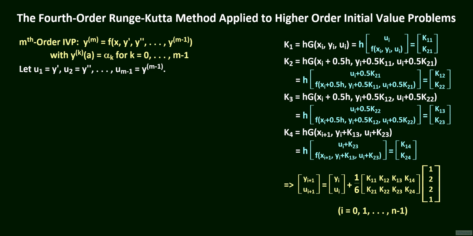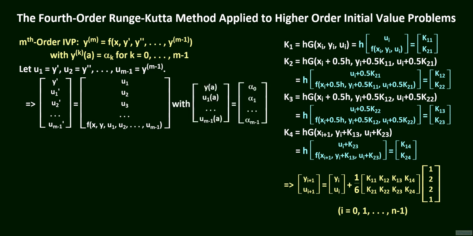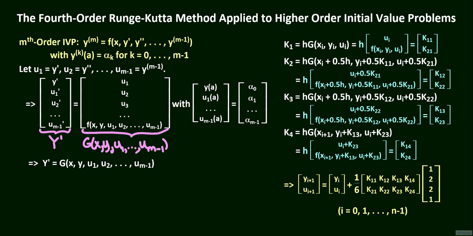The mth order differential equation becomes this matrix system of differential equations. In vector form, these are the initial conditions. This is now the vector y prime, and this is the vector g applied to x, y, u sub 1, etc., all the way to u sub m-1. We abbreviate the notation for this quantity to g applied to x and the vector y.